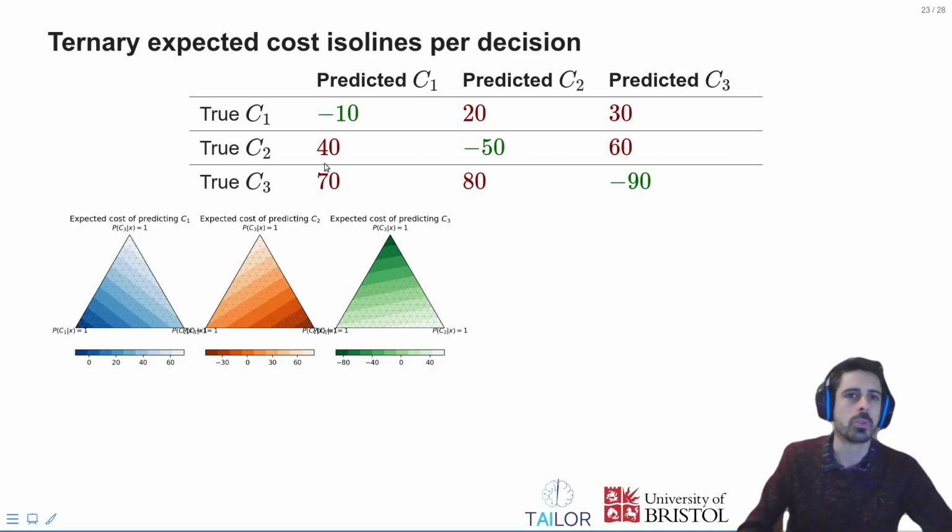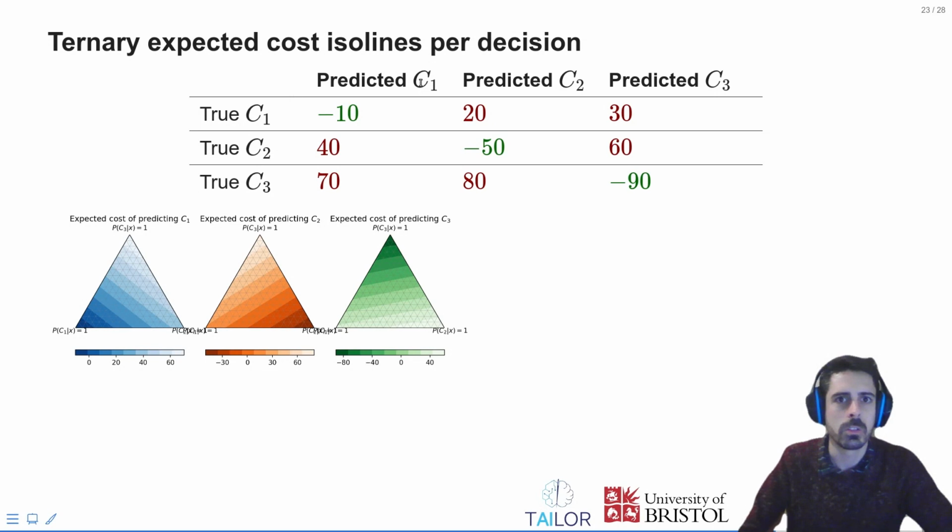And how can we visualize the cost lines that we have seen in the previous sections? In the ternary case, we cannot visualize them as simple lines. In this case, they are isolines living in a simplex. Let's focus on the first one, which will show only the expected cost of predicting class 1.